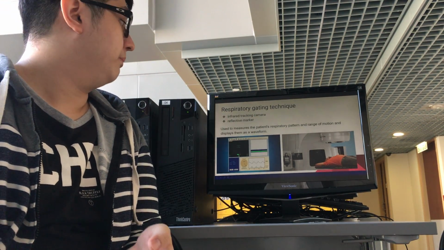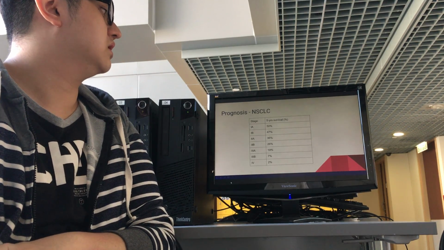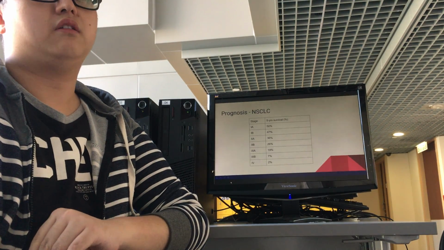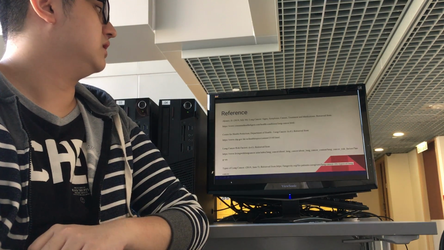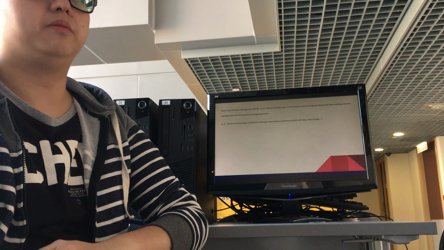There is the prognosis of non-small cell lung carcinoma. This is the reference. This is the end of our presentation.